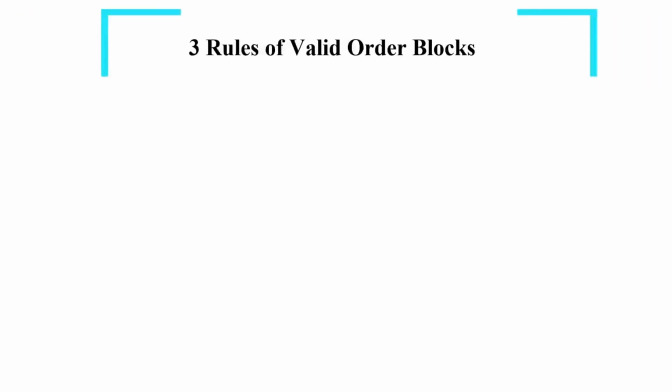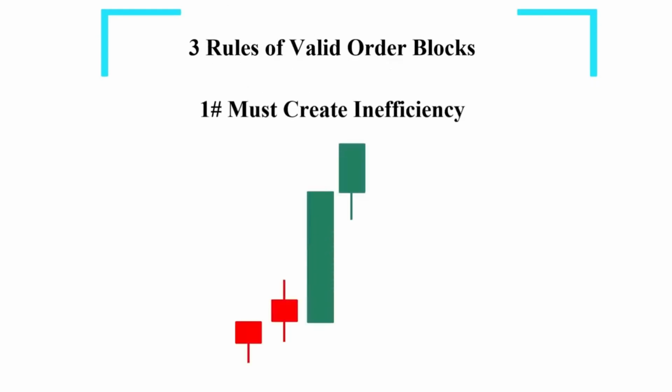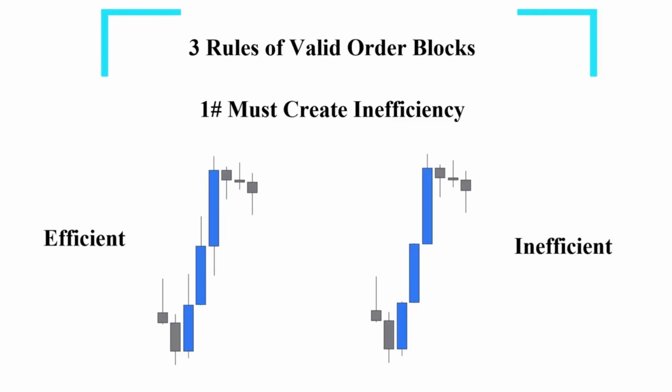We have three major rules for identifying a valid order block. First, it must create inefficiency. Inefficiency occurs when we have drastic moves that create gaps between the shadows. These are examples of efficient and inefficient moves.